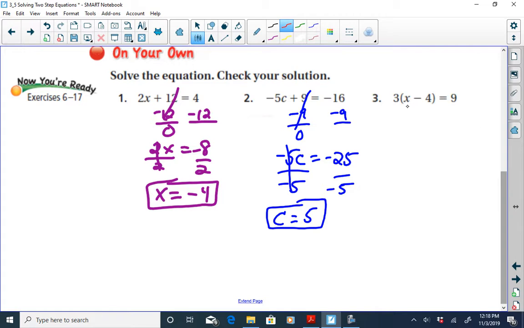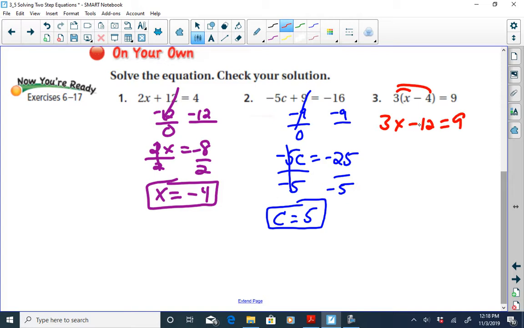Next example, I see this difference in parentheses here being multiplied by the number 3. So we have to use the distributive property first with this type of problem. So we multiply 3 times the number x is 3x. 3 times 4 is 12. That's going to be equal to 9.